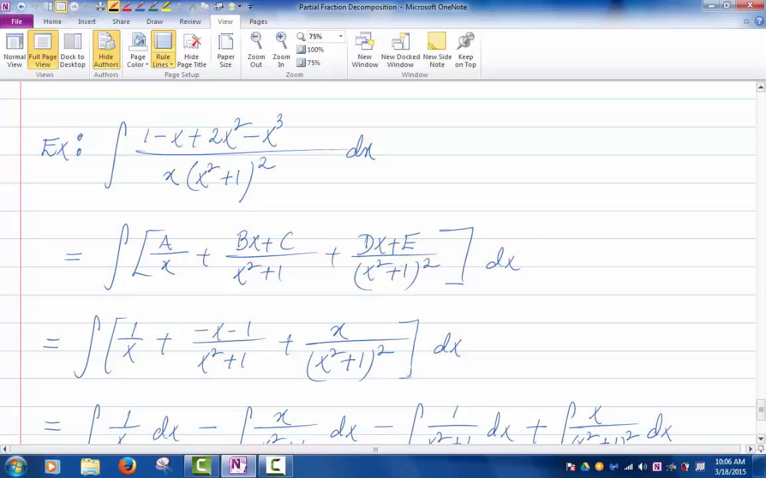And now we need to know how we can integrate them. Is everybody clear? You guys okay with that? Now, we know how to find the integral of 1 over x. Does everyone know how to find the integral of the third term, x over x squared plus 1 squared? Let me say you should know.